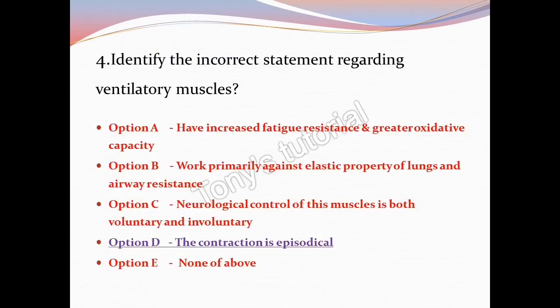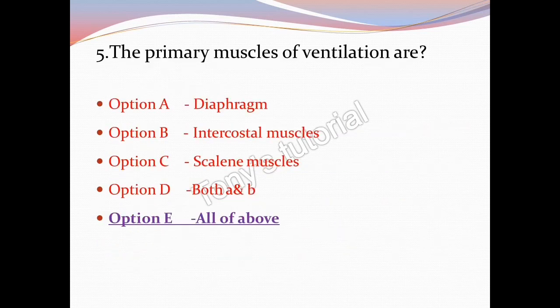And the fourth question: identify the incorrect statement regarding ventilatory muscles. You can read the answers, but the incorrect answer here is that the contraction is episodic, because the contraction in our ventilatory muscle is not episodic, it is a rhythmic contraction, and it is throughout our lifetime and it is sustaining our lives.